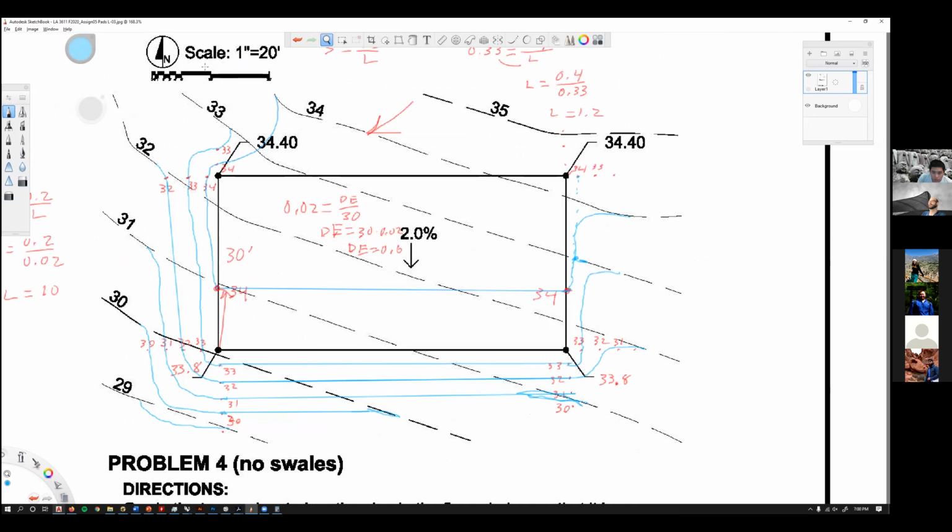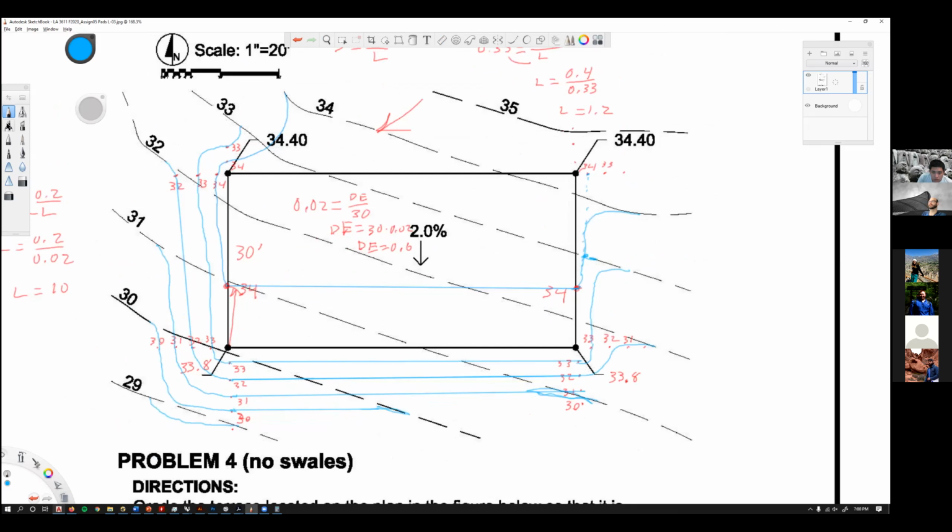So all the space in between our new contours and the existing contours that we had, all of that's going to be filled in with green because it's all a fill situation. Yep. That's how that one goes.